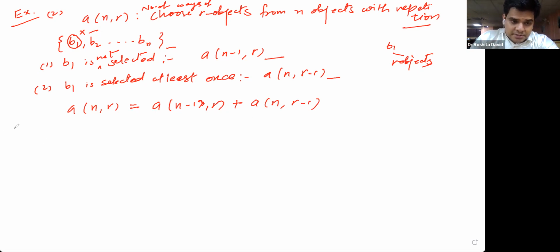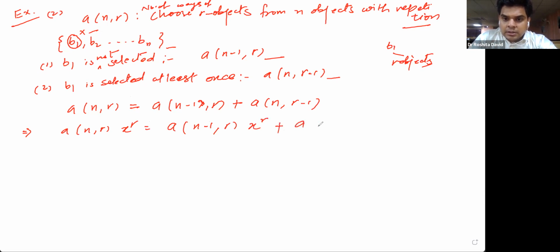Now, how can you solve this? Using the method of generating function. So you will have to generate x first for creating polynomials. Since I'm choosing r objects here, I'm taking x to the power r. So multiply x to the power r on both sides. And after this, I'm taking summation from 1 to infinity.